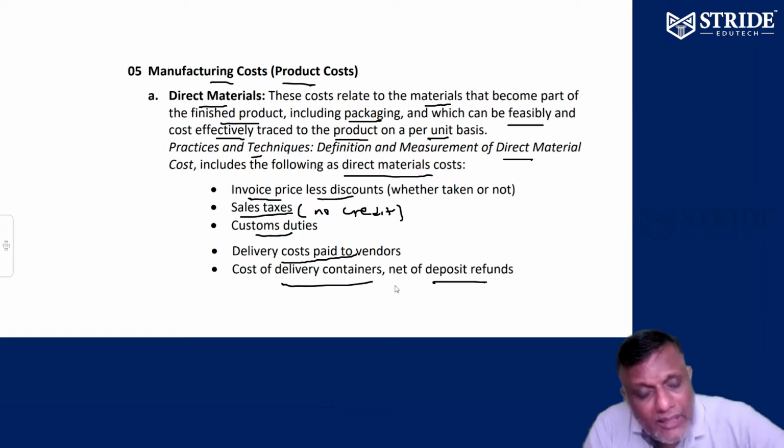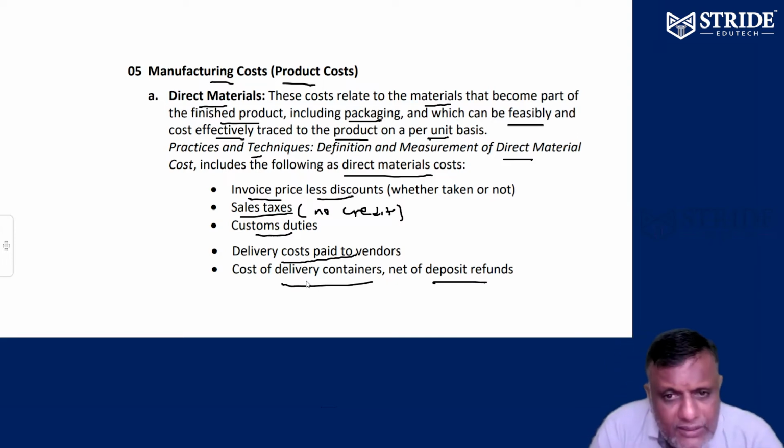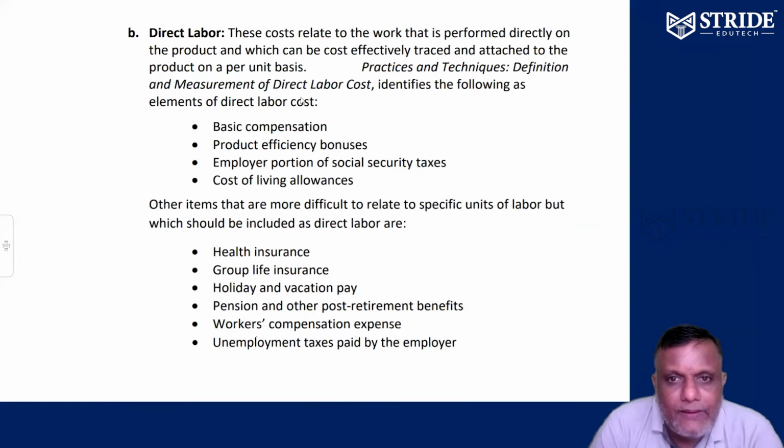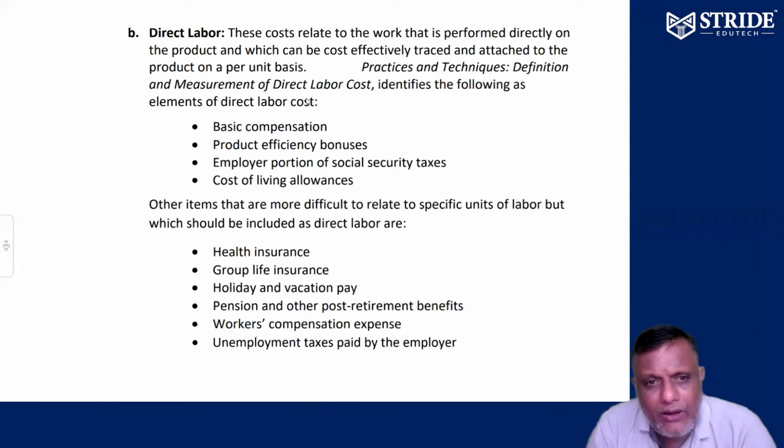Non-returnable container cost is added. Returnable container cost, by the way, is the amount we get back from the vendor, and that is to be subtracted. So these are the things added to the material cost. Let's see direct labor. What is direct labor? It is the labor cost incurred for the product, the traceable direct labor cost.